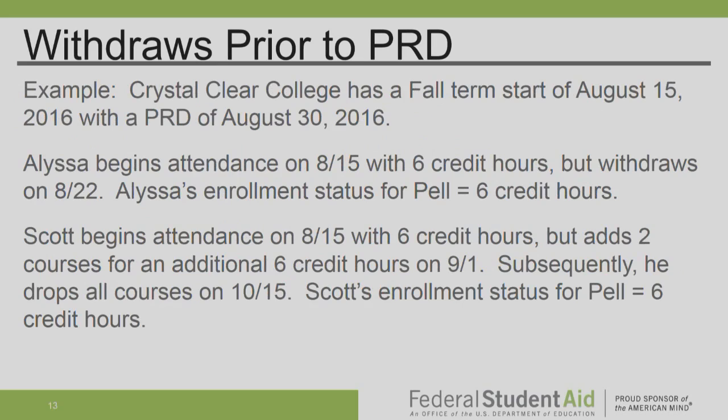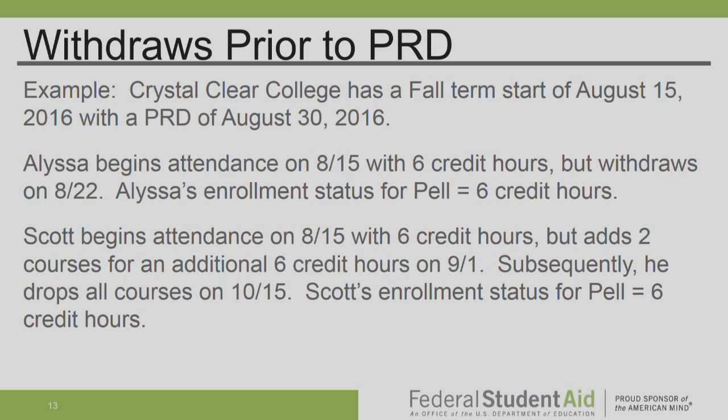So again, let's look at some examples here so that we make sure we understand it. And I have one here that is kind of fun. Now, Alyssa begins attendance, right, on August 15th with 6 credit hours, but withdraws on August the 22nd. So, right, we look at what happened first. Did she withdraw prior to her Pell recalculation date of August the 30th? She did indeed. And so I'm going to take the enrollment status at the time of withdrawal. So 6 credit hours is going to be half time.